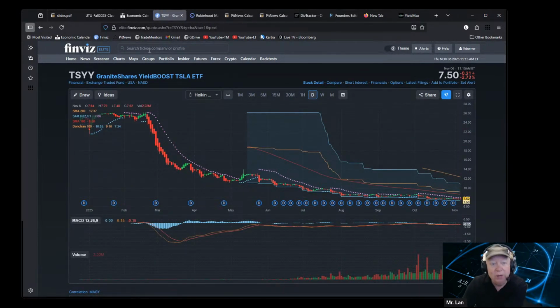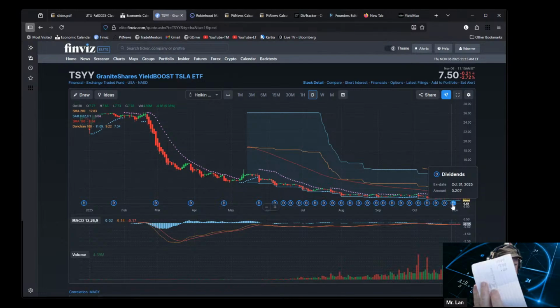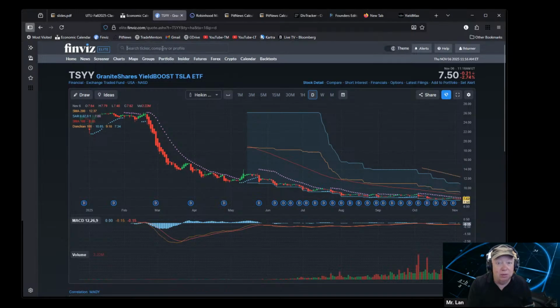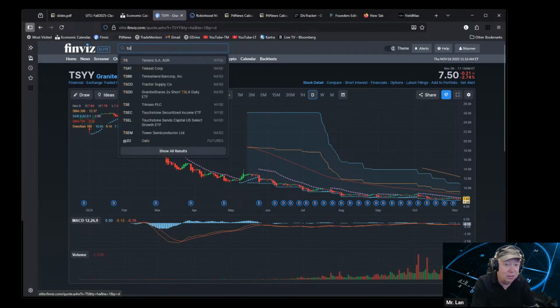So TSYY is currently trading at $7.50. So write down the share price and write down the most recent dividend that it paid out. Paid out 20 cents, 0.20. So see how I wrote that down? Just wrote that down. That's all it is. Those two numbers. And then we're going to go over and we're going to pull up the same thing. We're going to pull up the two numbers, TSLY.